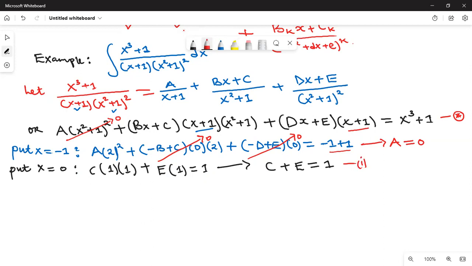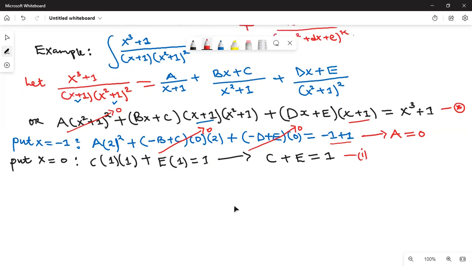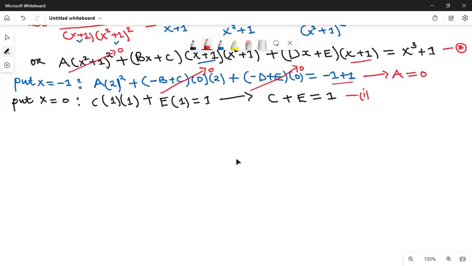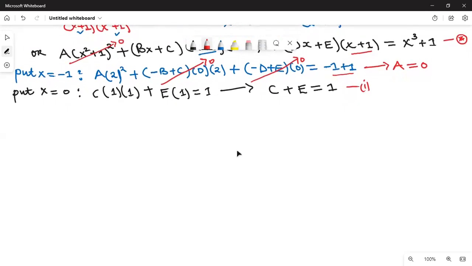Another one, remember we had 5 constants. So I need 5 values of x. So far we have 2 values. The third one, when you put x is equals to 1, what will you get? So we can also try with x is equals to 1. What will it give us?